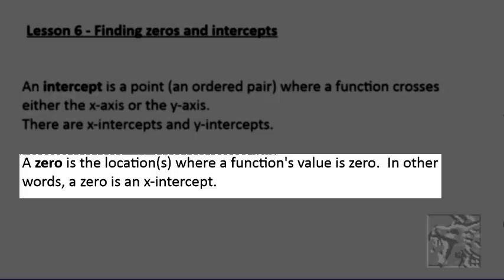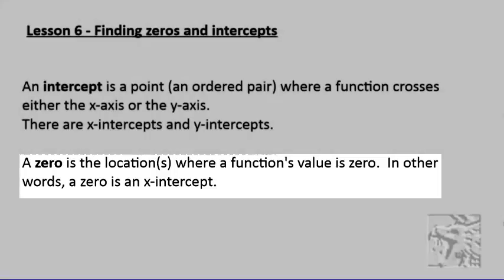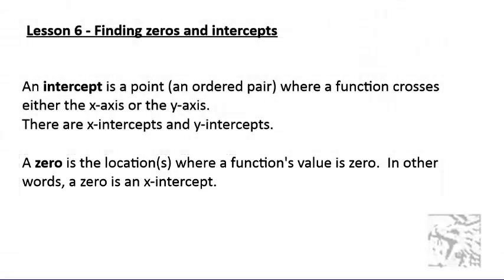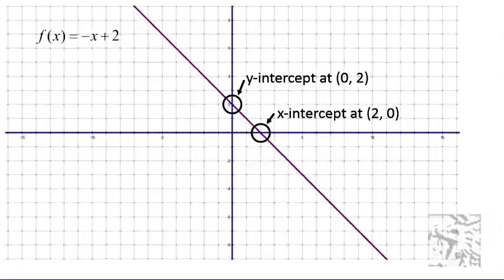So as you'll see as we look at some examples, the 0 is an x-intercept. So when I say x-intercept, we're talking about finding the 0 of a function. So if we look at this graph, this is the graph of function f, which is negative x plus 2. The y-intercept occurs at (0, 2), as you can see on the graph there, and the x-intercept occurs at (2, 0). Now, I'm going to show you algebraically how we can find that.